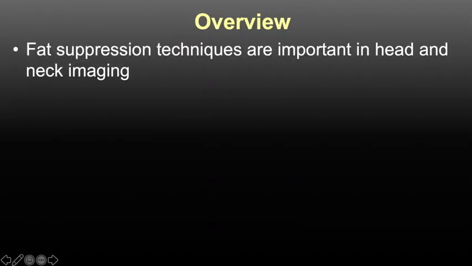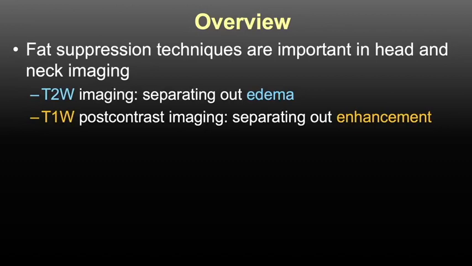So we're going to talk about fat suppression techniques for the next 20 to 25 minutes because they are important in head and neck imaging. Whether it's looking at edema or an enhancing pathology, we want to be able to separate them out from the surrounding fat, say in the bone marrow or in the subcutaneous soft tissues, which generally would be hyperintense on T1 and T2 weighted imaging without fat suppression.